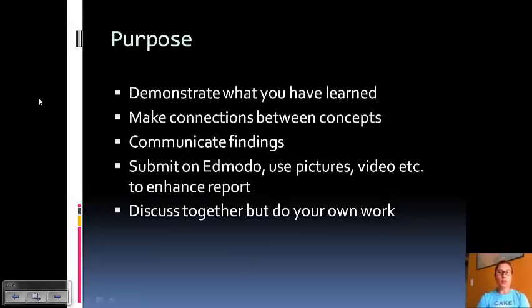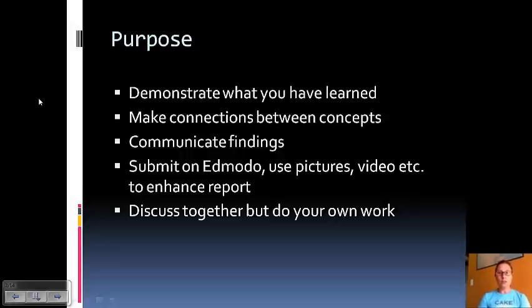So first, the purpose of doing a lab report is basically to demonstrate what you've learned. Now, not everyone loves writing lab reports, but it is a good way to practice how to communicate your findings and to make connections between concepts, two really important things in science, no matter what class you're in. We're going to submit these lab reports on Edmodo.